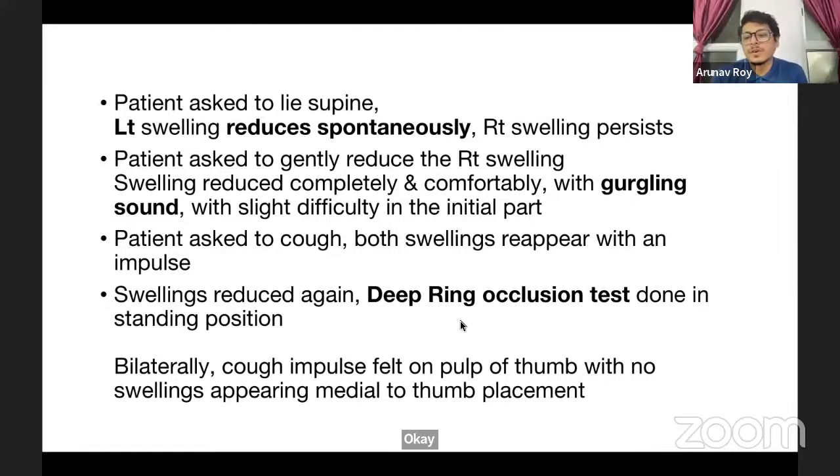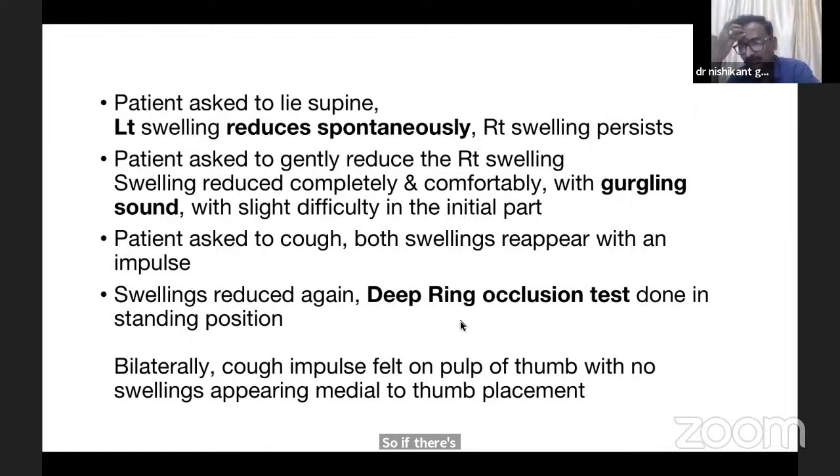So fallacies of a deep ring occlusion test, sir. In case the deep ring is wide, sir, it might still protrude. Okay. Other causes? If there's an accompanying direct hernia, in case of a pantaloons hernia, sir.